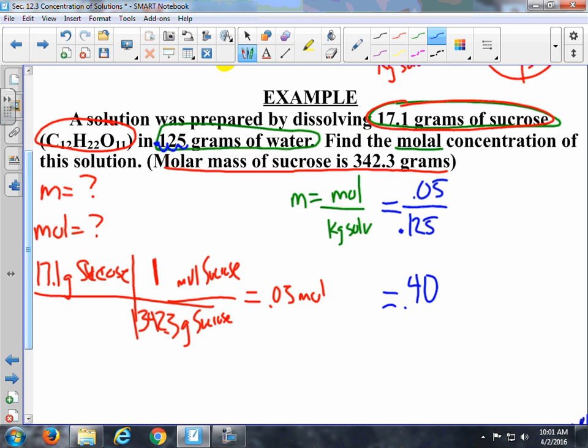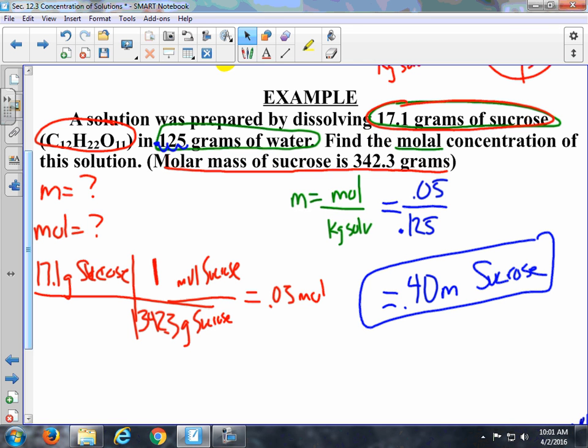Now the big question is here, what's our unit? We're solving for molal concentration, or molality, so little m, and it is sucrose is what we're solving for. So 0.4 molality sucrose. So when we deal with concentration, concentration is an idea of how much we have in solution. We use two things, molarity and molality. Molarity, moles divided by liters. Molality, moles divided by kilograms of solvent.